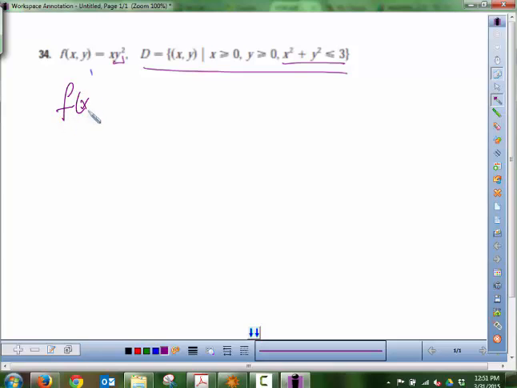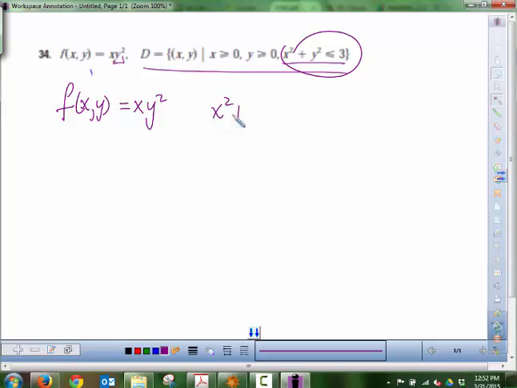So let's see about maximizing this function z is equal to x times y squared. But this time, instead of having a two-dimensional domain, I'm going to restrict ourselves to just the boundary. Instead of using the quarter circle where we have to check the lines, let's just say x squared plus y squared is equal to 3, just on the boundary.